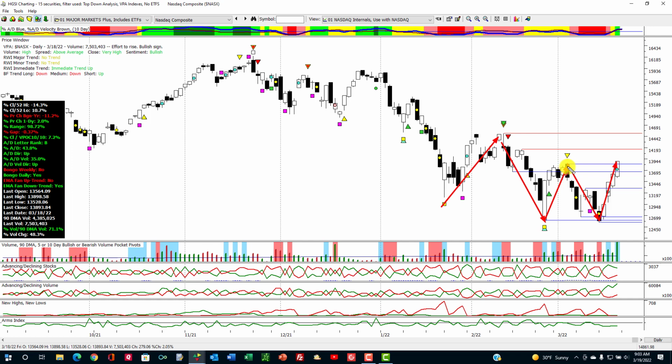The middle of the W is broken resistance. We also have an effort to rise today, which is a very strong, bullish signal. Short-term trend is up. These VPA trends are still down. Let's see, we're only down 14.3% now from the 52-week high after being down more than 20% in a bear market. So based upon these numbers, we're officially out of the bear market. But will this continue? Nobody knows.